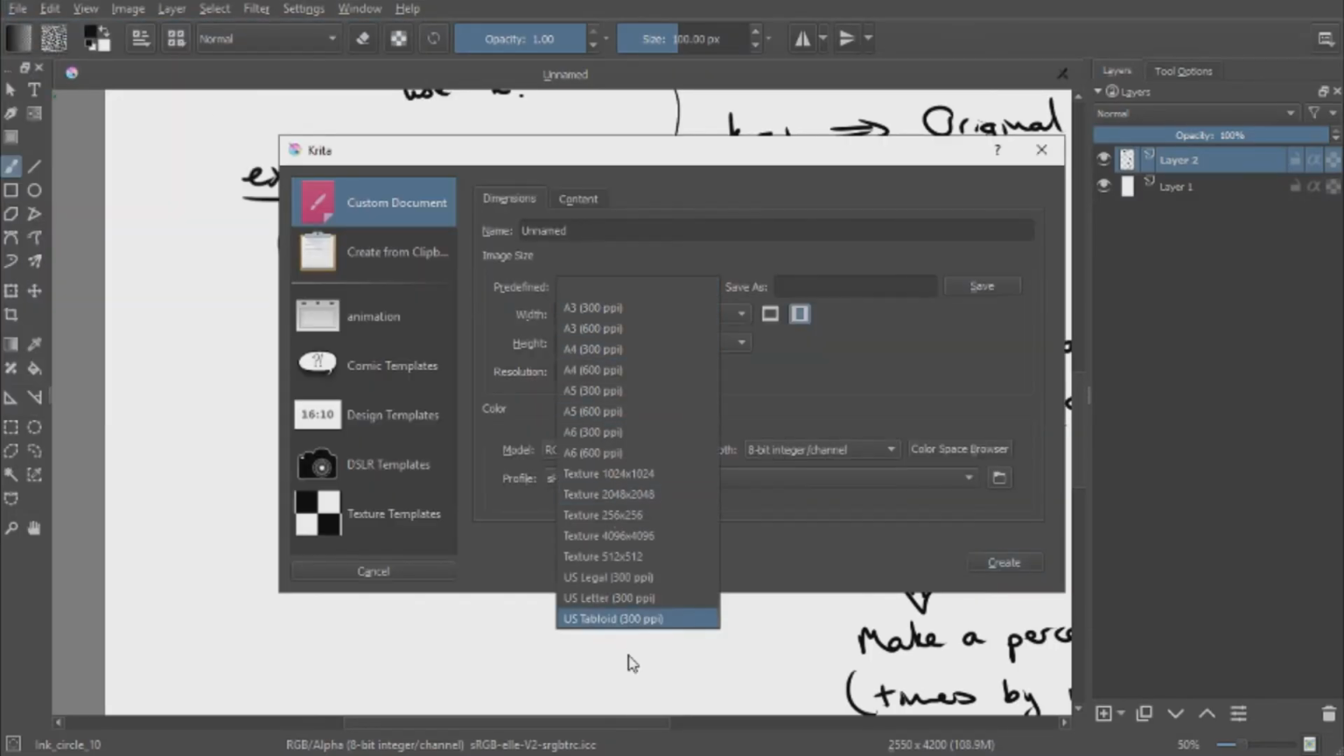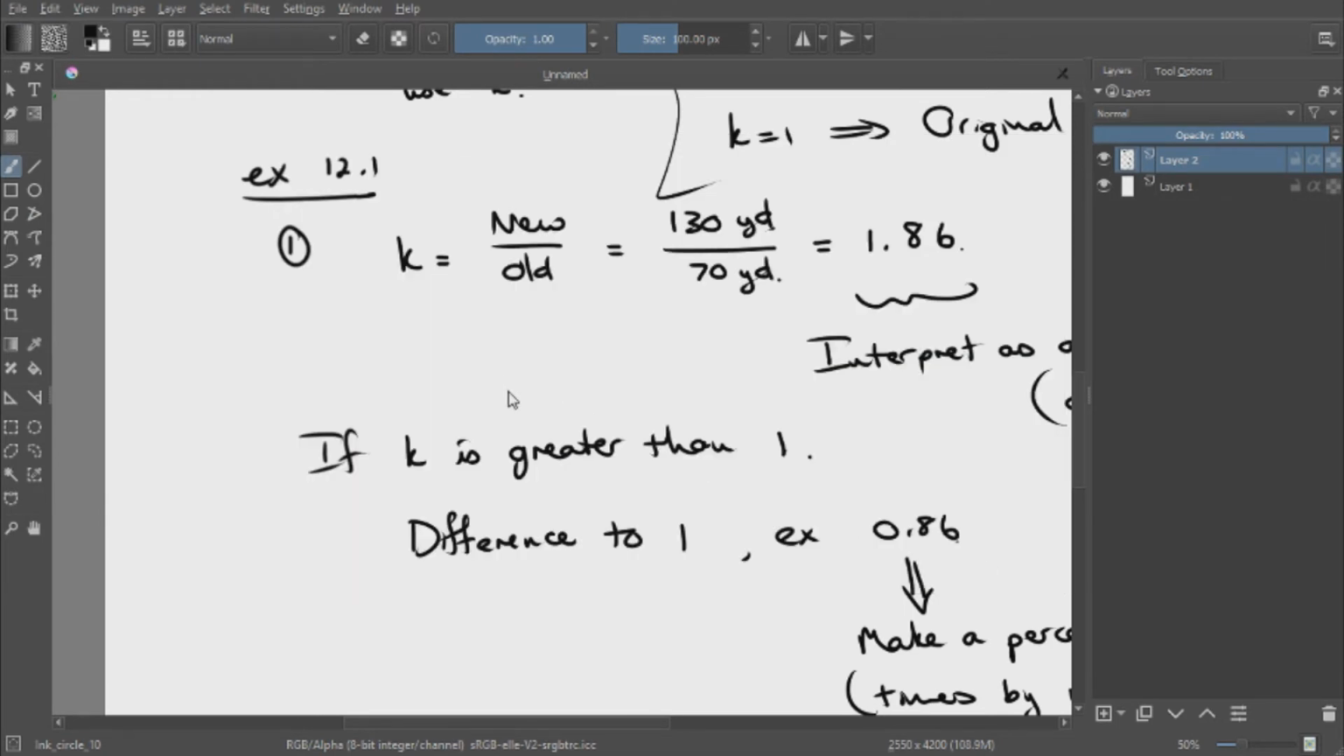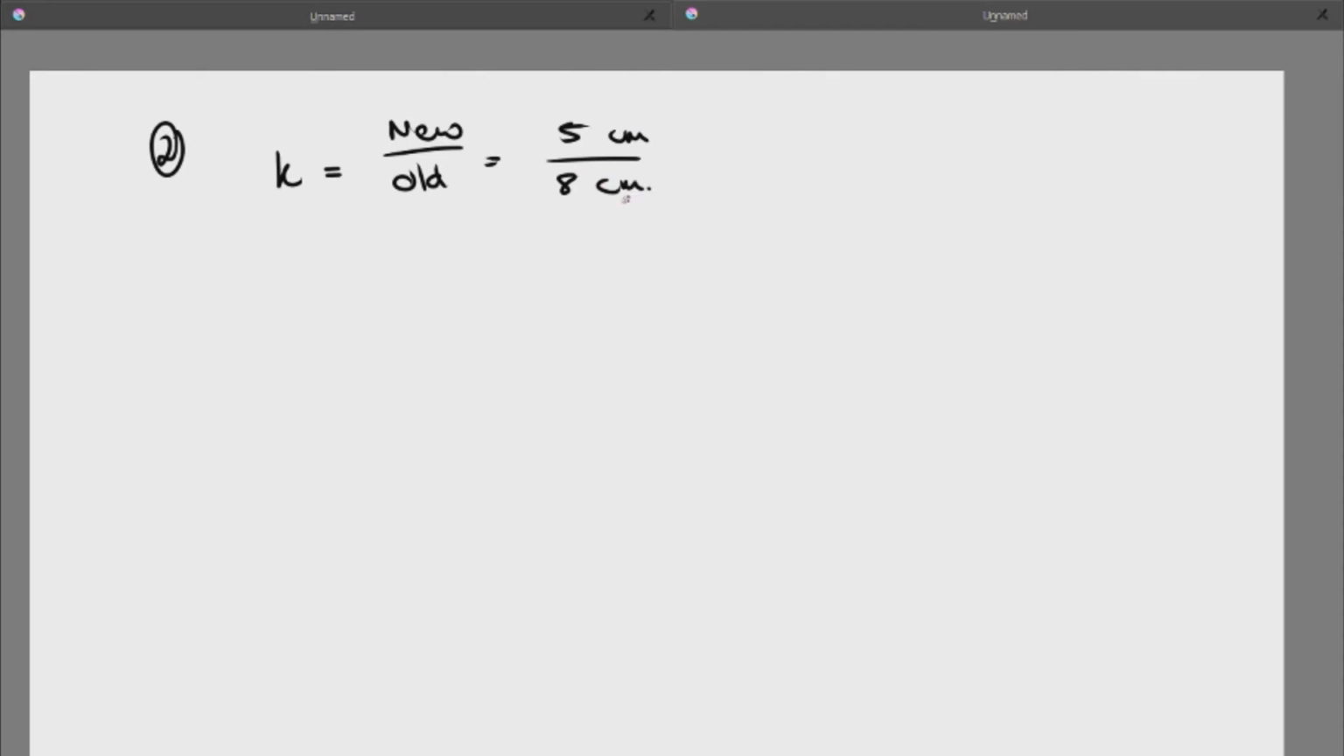Then let's look at the other side of things. In number two, where side length changes from 8 centimeters to 5 centimeters. So is my scale factor 8 over 5 or 5 over 8? New over old. 5. I'll keep track of the units just in case they're trying to trick me. Making sure all the units are the same. 5 over 8, 0.625. Now, sure, we said we can round it to 2 decimal places, but because I only have 3, I'll just write them all.